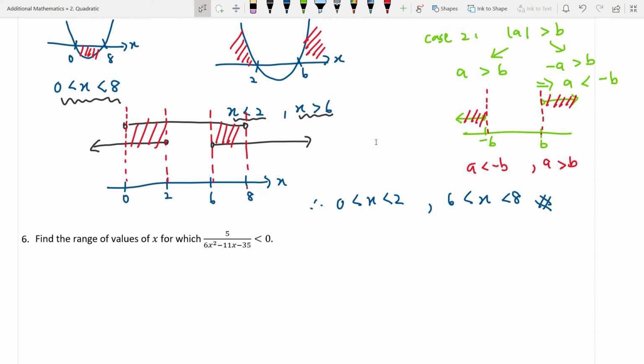Let's check with a false answer. We choose x equal to 5. x equal to 5 does not fall inside the range. The answer should be greater than 6.